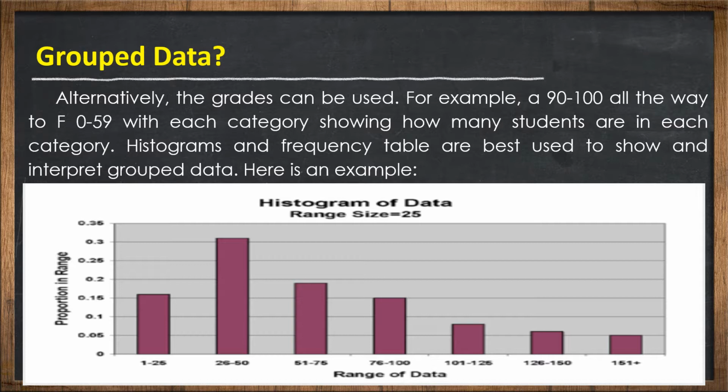Of a histogram of data. So range size is equal to 25. So 1 to 26, 26 to 50, 51 to 75, and so on.